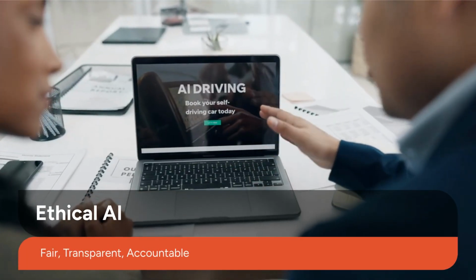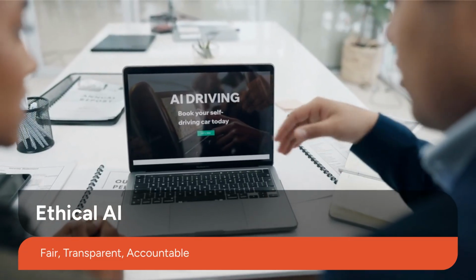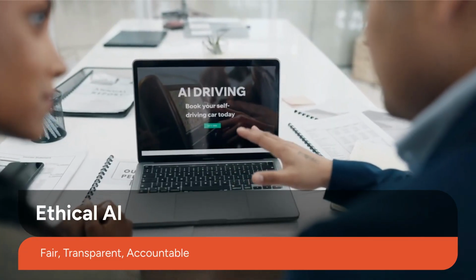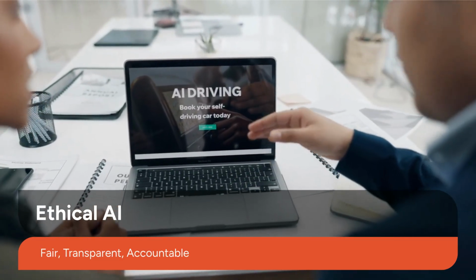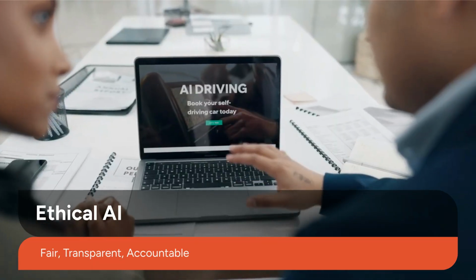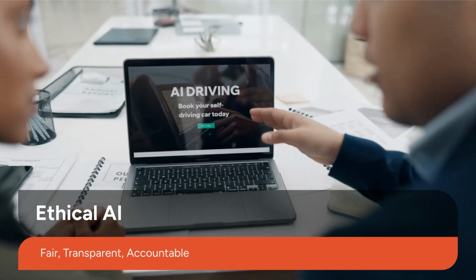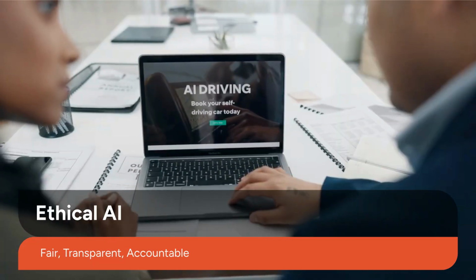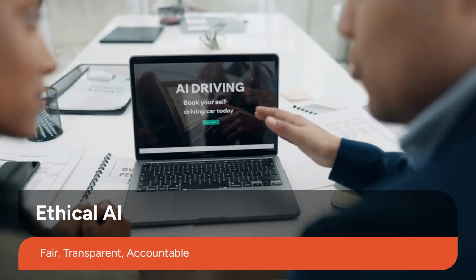Ethical AI development is crucial. We must ensure AI systems are fair, transparent, and accountable, avoiding biases and protecting user privacy. Debates around job displacement and autonomous decision-making are ongoing, highlighting the need for careful consideration as AI becomes more powerful.